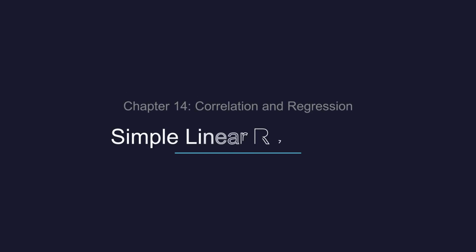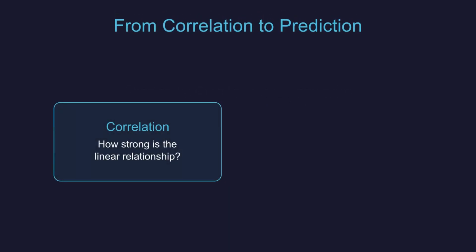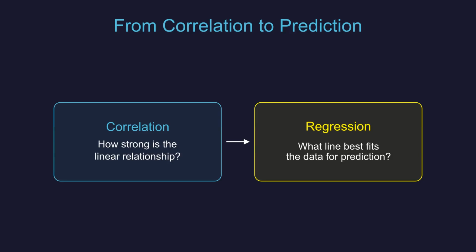Simple linear regression. Let's learn how to fit a line to data and use it for prediction. We've seen how correlation quantifies the strength of a linear relationship. But what if we want to go further and actually predict y from x? That's where regression comes in. Regression finds the best fitting line through the data, allowing us to make predictions.